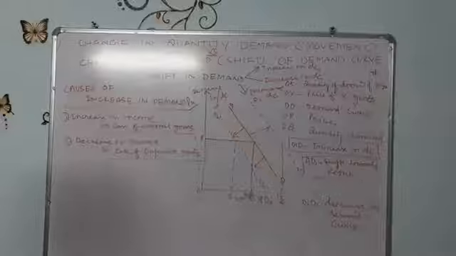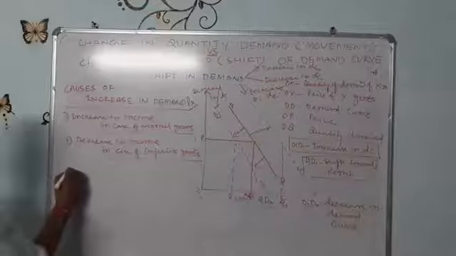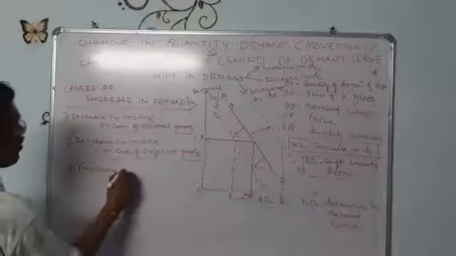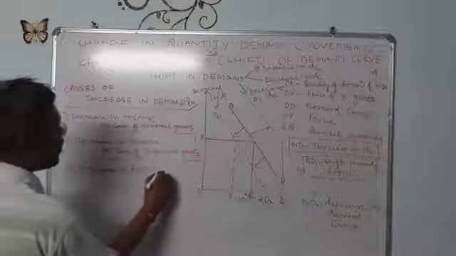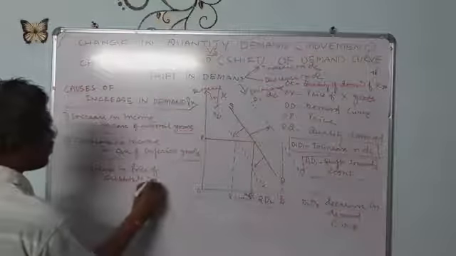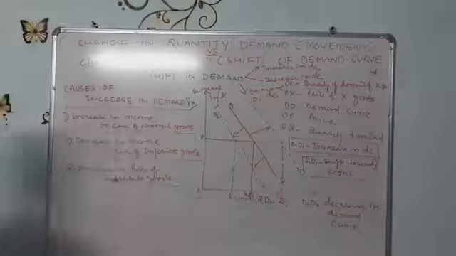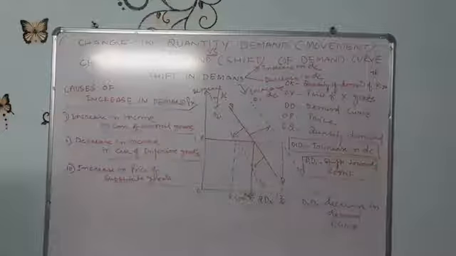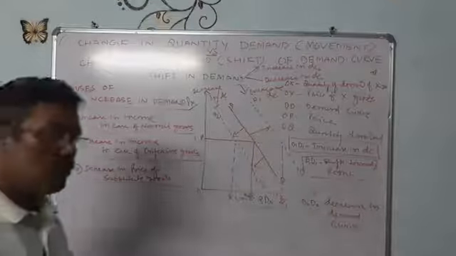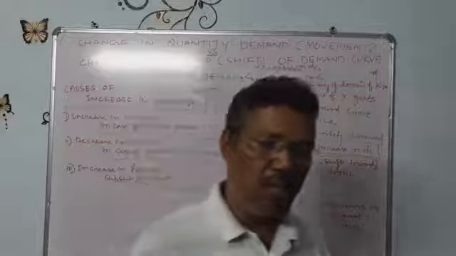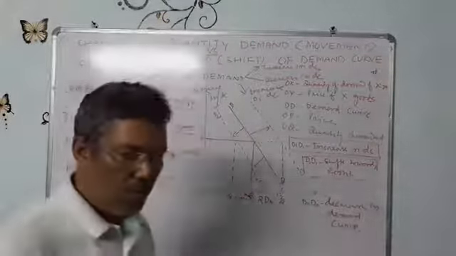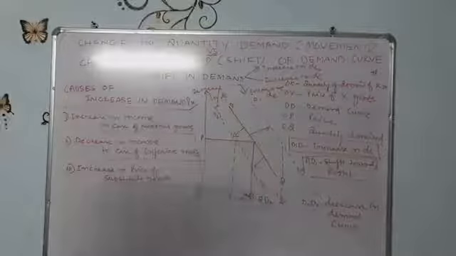Similarly, third point, increase in price of substitute goods. I have already explained what we mean by substitute goods. Substitute goods are those goods which can satisfy our needs in place of one another. Tea and coffee is the example of substitute goods I always give.